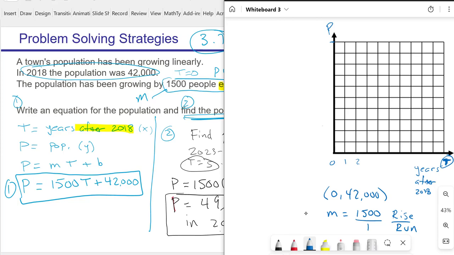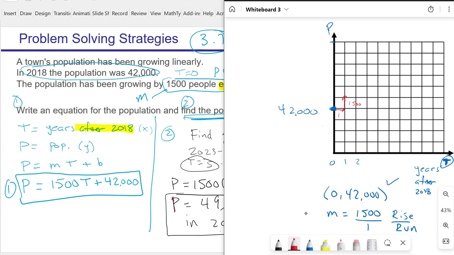Just pick a random point. And let's call this 42,000. That's my starting point. Check. Now I want to draw a line because it says it's linearly growing. And I'm going to use the slope to draw my line. Okay, so I'm going to do a run of 1 year. Now I'm going to do a rise of 1, and I'm going to call that 1,500. So that's my next dot.